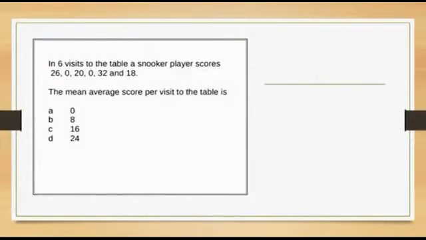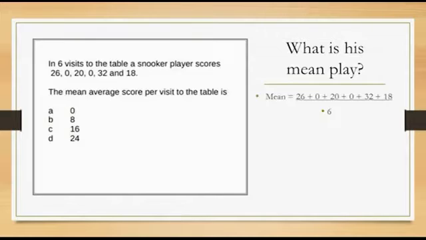All right, so we're still on averages. In 6 visits to the table, a snooker player scores 26, 0, 20, 0, 32, and 8. The mean average score per visit to the table is... I want you to pay attention to the fact that we have zeros there. Now, I didn't have to include the zeros in the top because you should know that when you add 0 to any value, you retain that value. So 26 plus 0 is 26. So the 0 doesn't change the total.